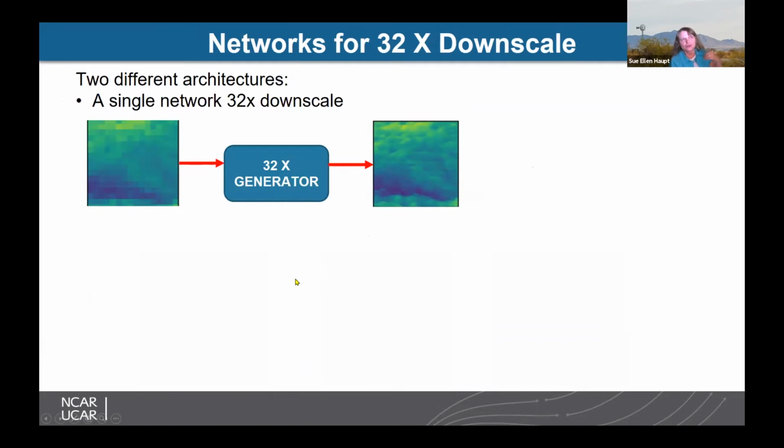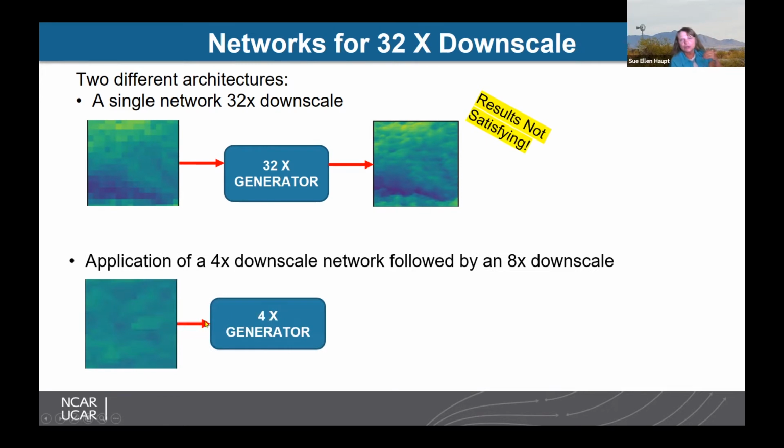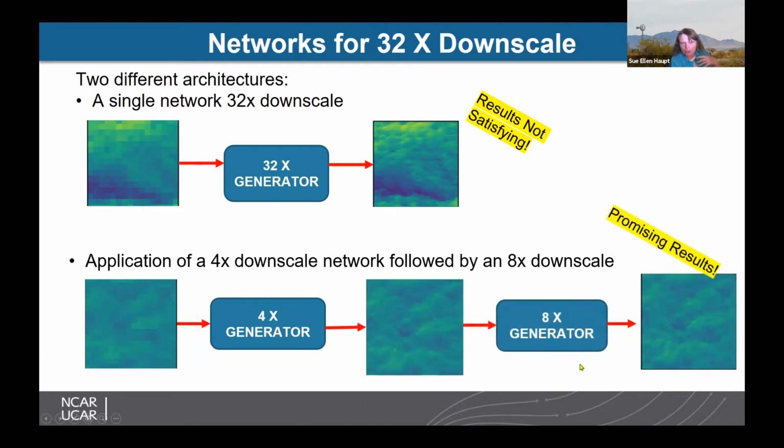So network structure, just simplest first thing we tried was just going directly from the 960 meter down to the 30 meter simulation. As you can tell, the results aren't really satisfying, and that's why we decided to do it as a two-step process. First, going down a factor of 4, and then follow it by a factor of 8 to get a total of a factor of 32. And that's where we're getting some very promising results that we've been happy about pretty recently.